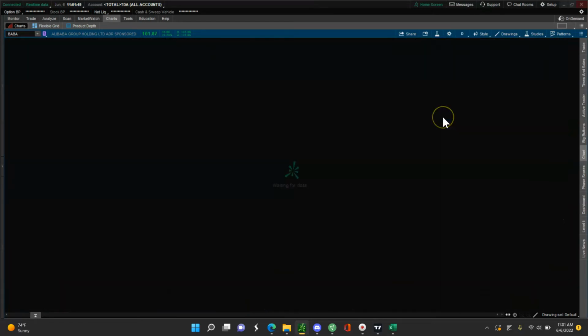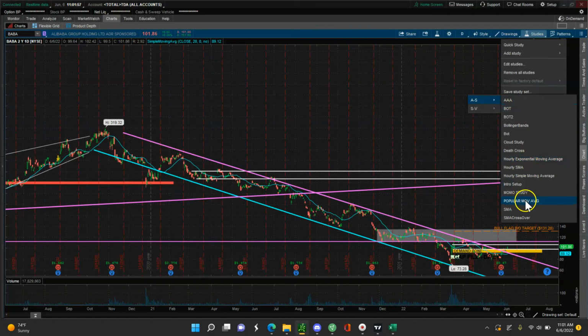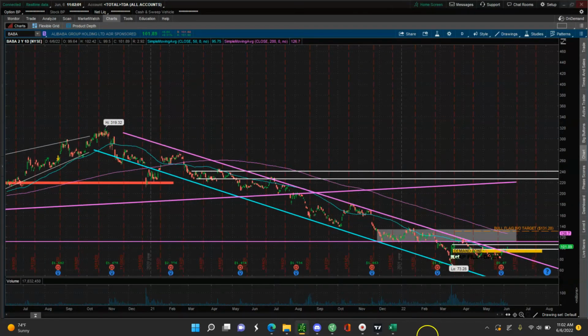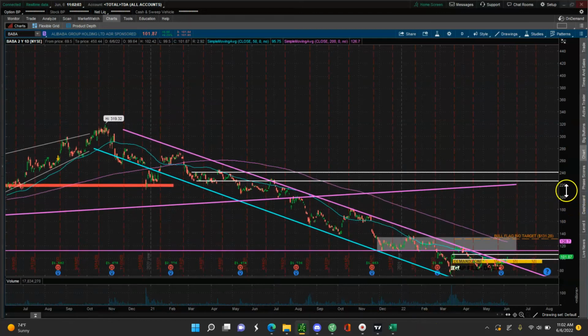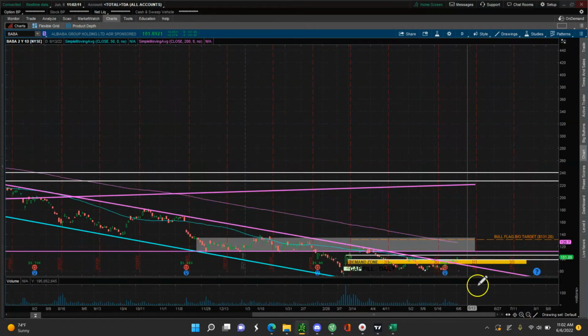So I'm going to pull up a 2 year daily chart for Alibaba, and I'm just going to pull up the 50 and the 200. And you can see where the price is trading in relation to the 50 and the 200 on a daily chart. So you can see that as of today, Baba has crossed above the 50 period moving average.